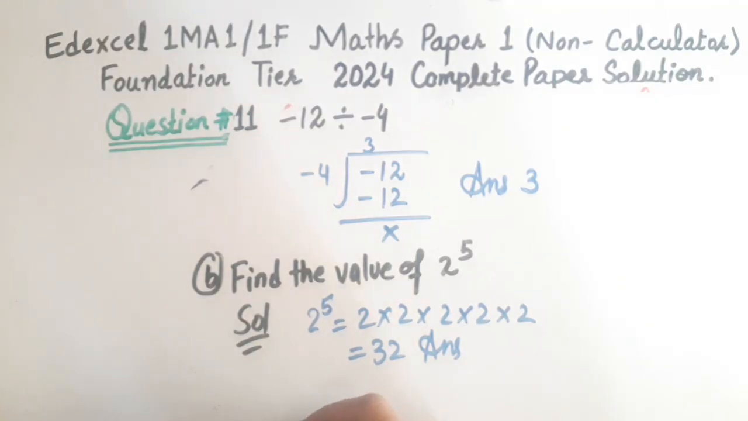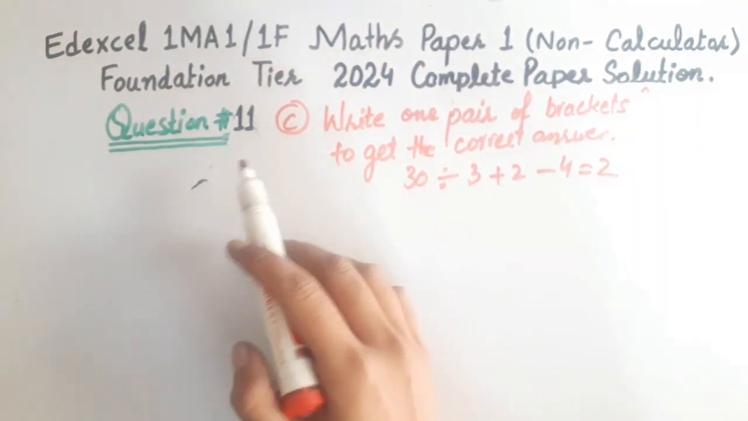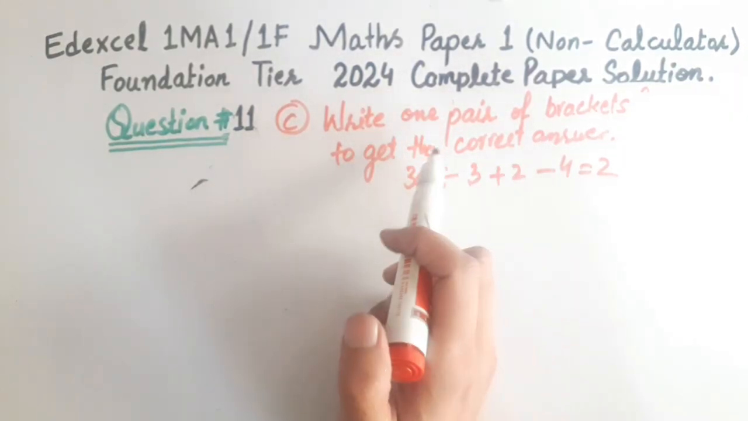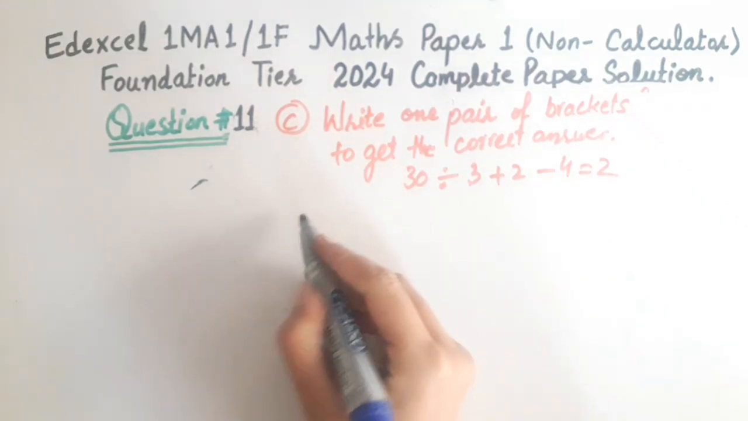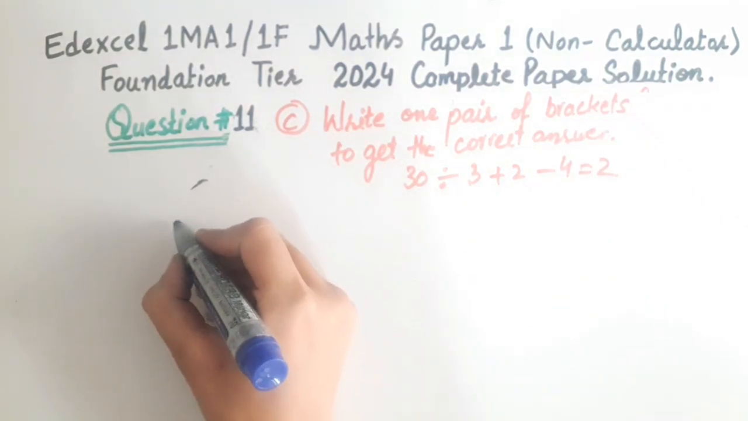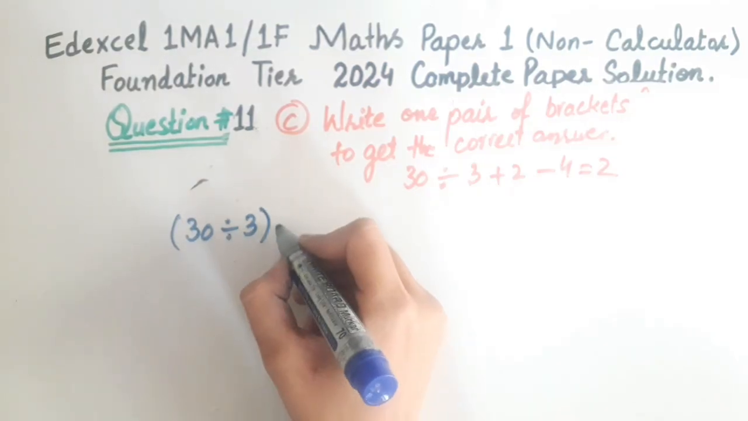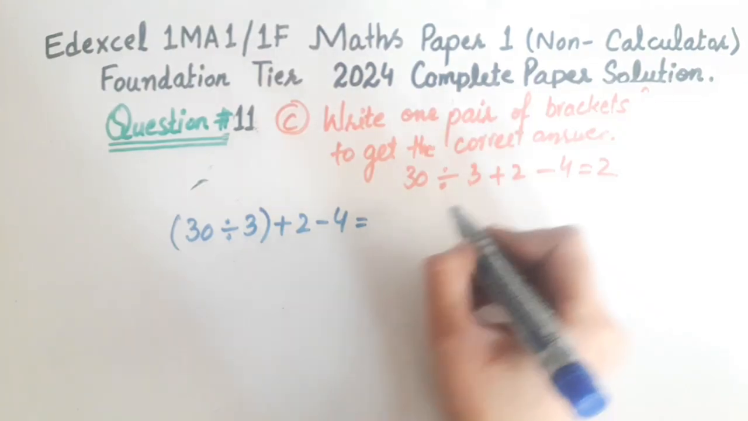Now we will solve C part of this question. Here is question 11, C part: write one pair of brackets to get the correct answer. So we have 3 possibilities. First is 30 divided by 3 plus 2 minus 4. This equals what?